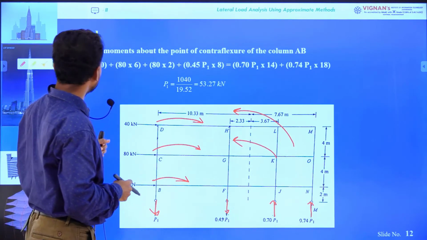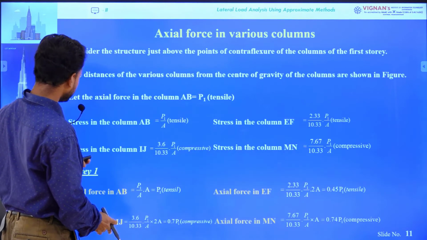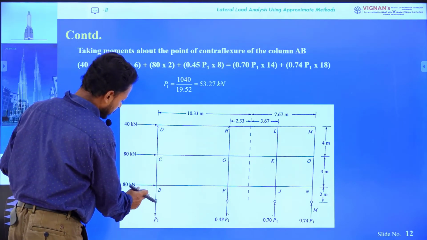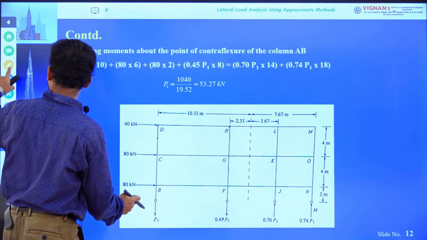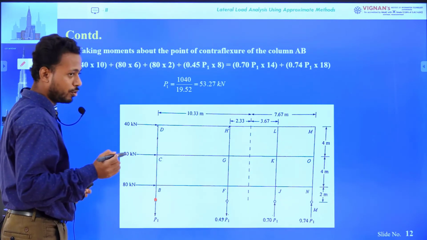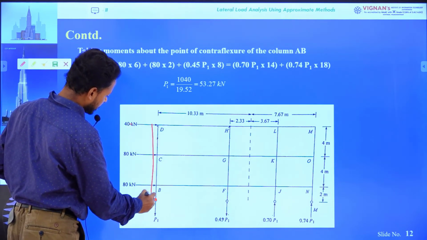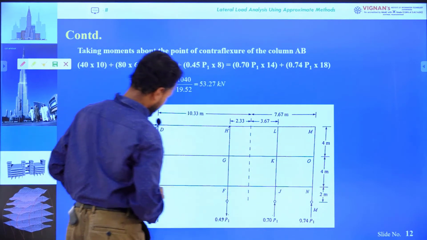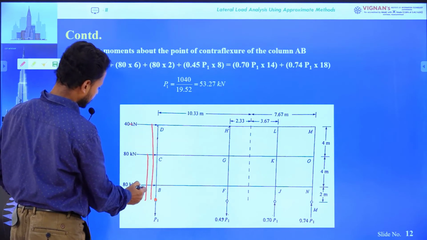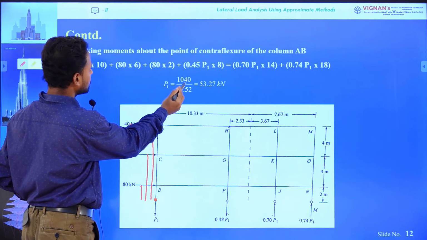Now we will consider story 1. In this story, the point of contraflexure is at this point. Okay, this is the point of contraflexure. About this point we will take bending moment. So what we will have: 40 into 10 meter, because 4 plus 4 plus 2 is 10, so 40 into 10 plus 80 into 6 plus 80 into 2, so we have a total of 1040.